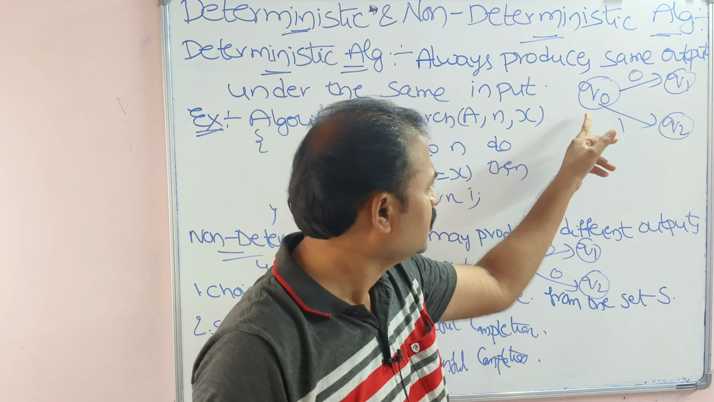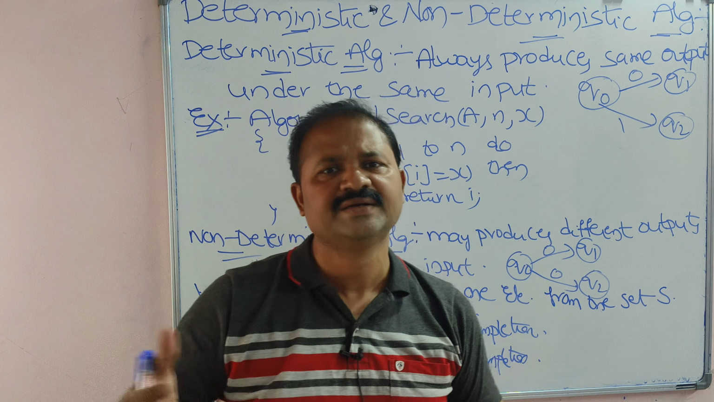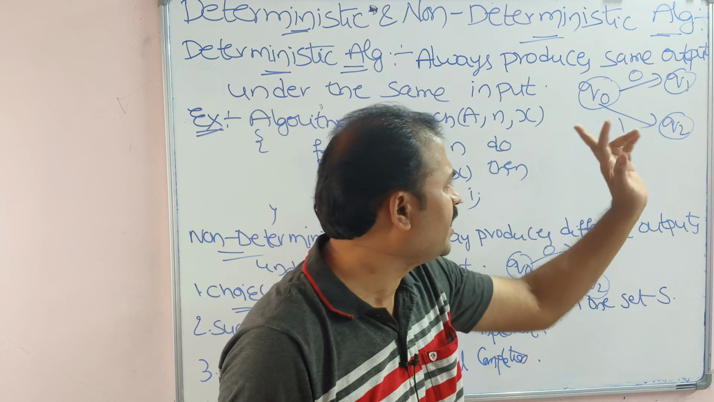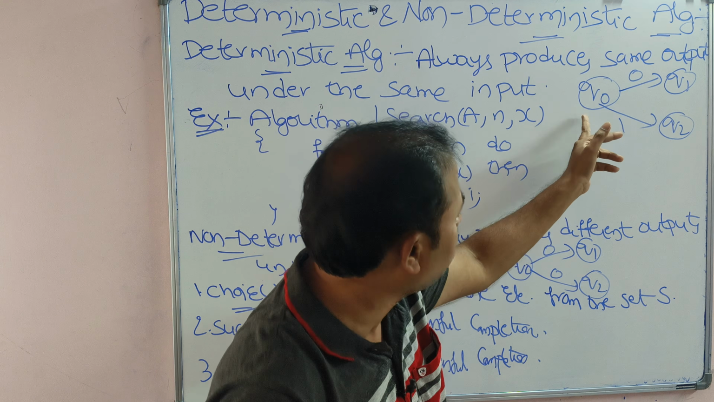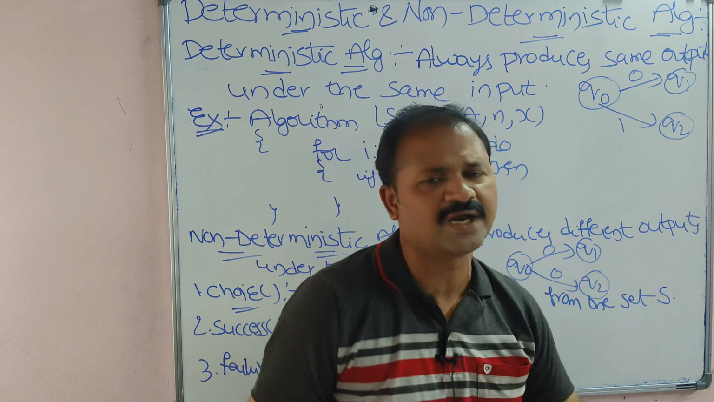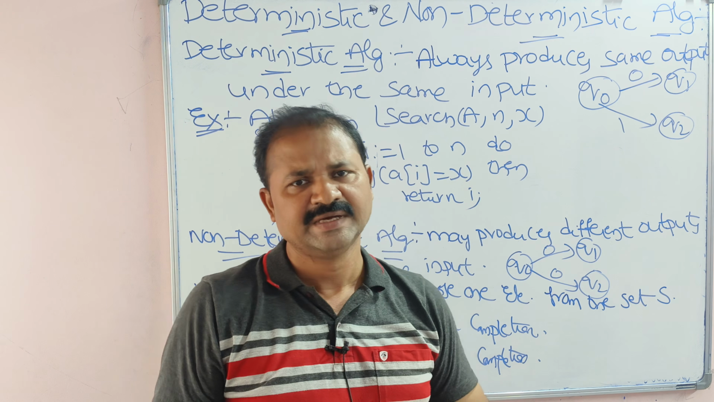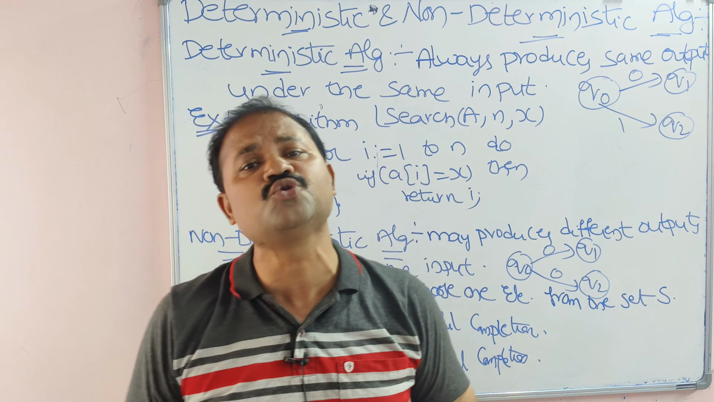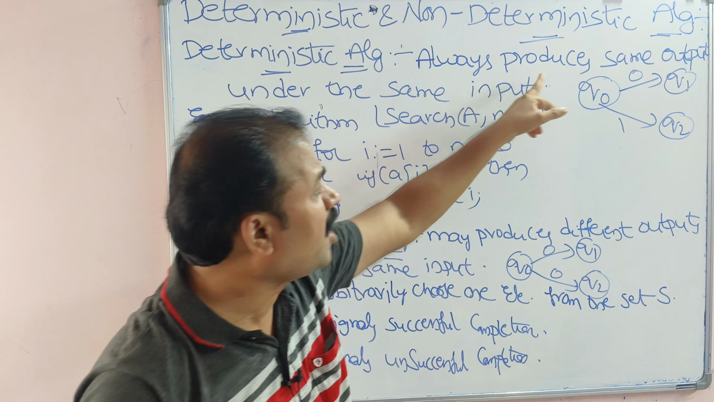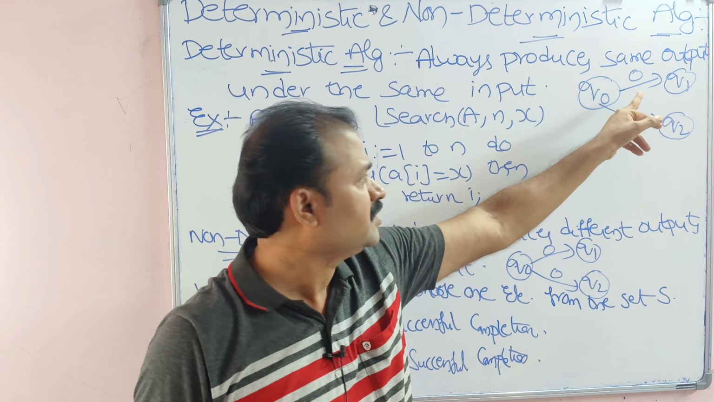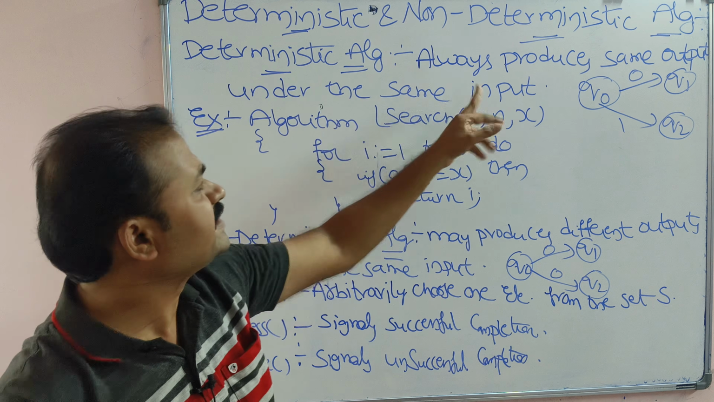So here we have Q0 as the source state, whereas Q1, Q2 are destination states, and 0 and 1 are nothing but inputs. On applying 0 on Q0, we go to a state called Q1. So if we apply 0 on Q0, then we always go to the state Q1. That is what a deterministic algorithm is. It always produces the same output, so on applying 0 on Q0, it always goes to the state Q1 under the same input.